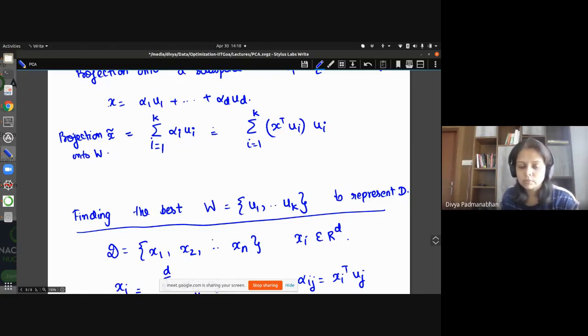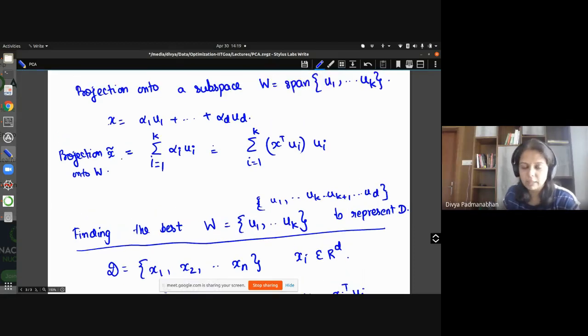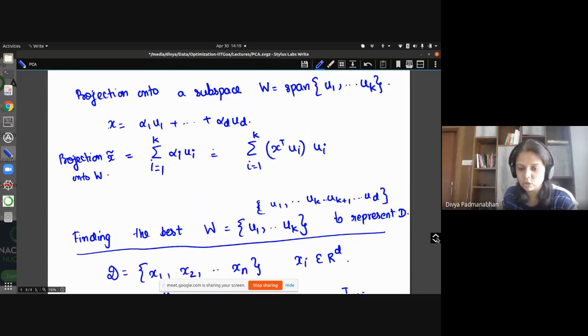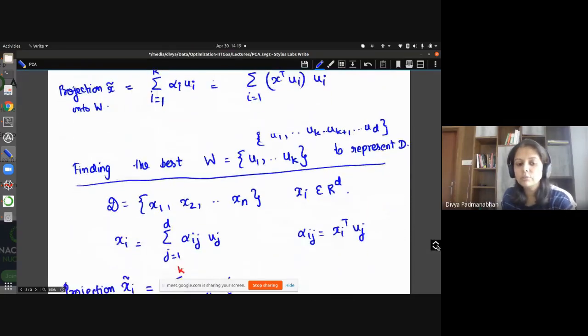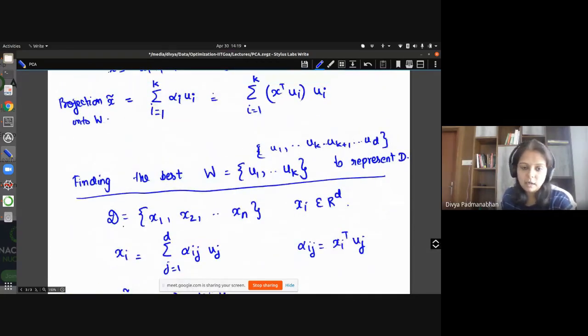Okay, so that's what we're going to do. In some sense, we are going to find u1 to uk, as well as uk plus 1 and so on up to ud. Once we know this, we have the best way of computing this subspace. I mean, we have a way to compute the projections onto the subspace. Again, these points D are given in this manner, x1 to xn.